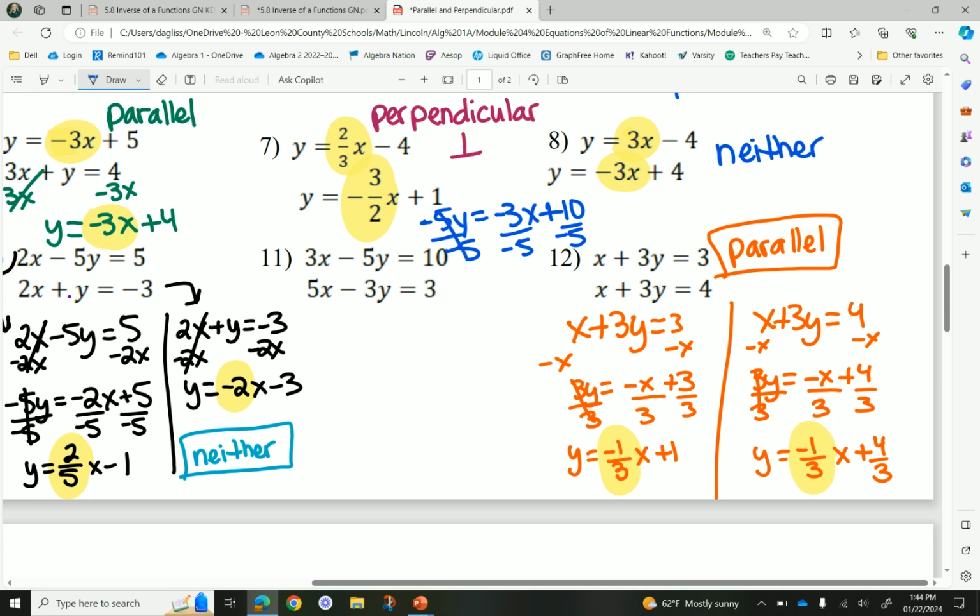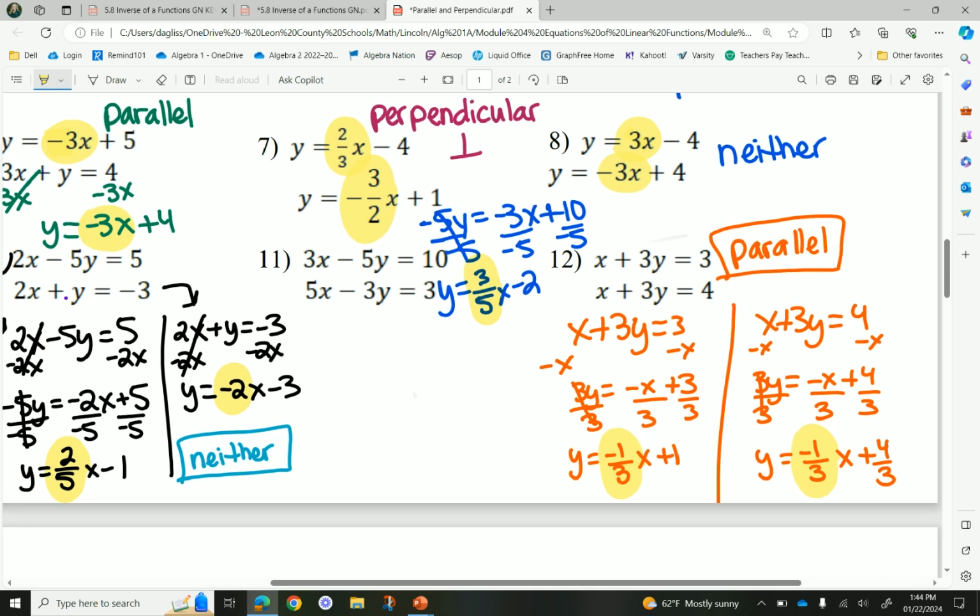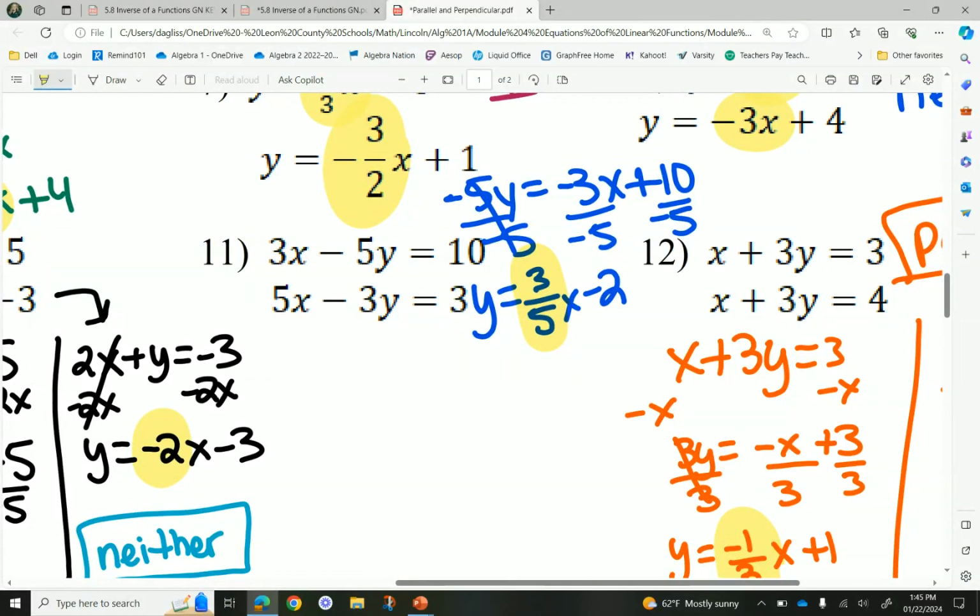I know this is cramped. Y'all are doing great. This is going to give me y equals positive 3/5 x. 10 divided by negative 5 is negative 2. Let me zoom in. There we go. So that was for this top equation.